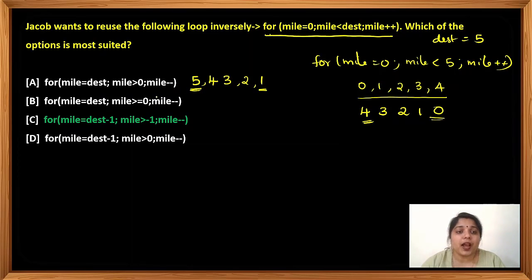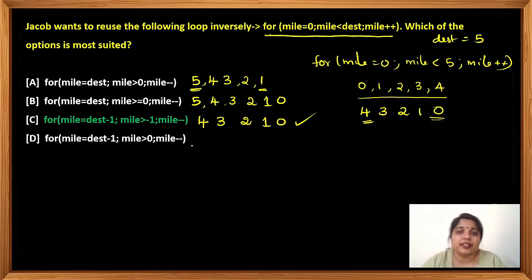Now option B, for mile equal to dest, mile greater than or equal to 0. That means it is executing 5, 4, 3, 2, 1 and 0. Isn't it? That means the loop is executing 6 times. So this option does not match at all. Now moving on to option C, mile equal to dest minus 1. Dest minus 1 means it is starting from 4, mile greater than minus 1. So 4, 3, 2, 1 and 0. Yes, this option matches our question. This option is what we want. So the answer is option C, obviously.